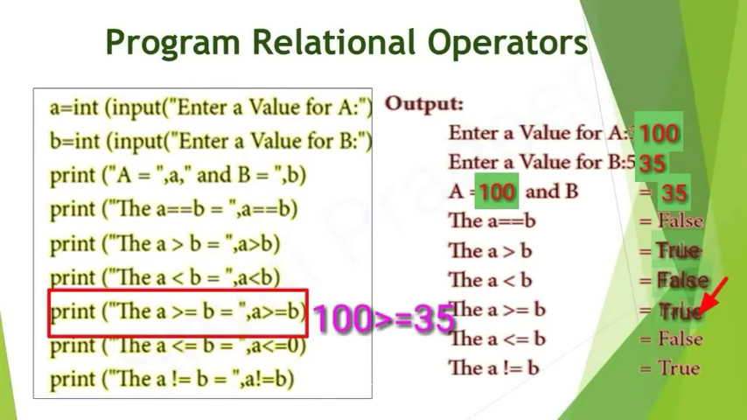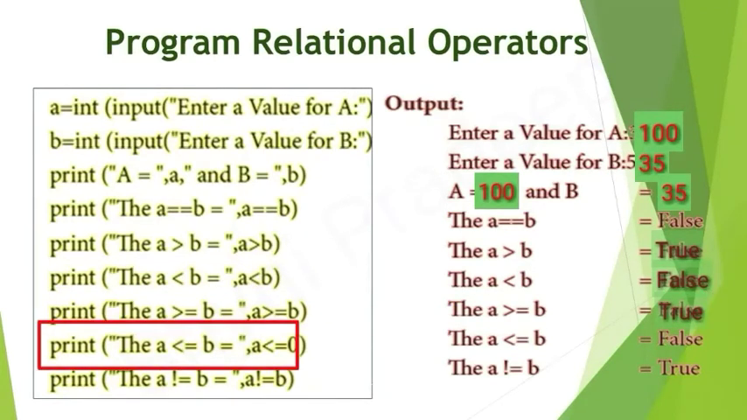So it is true. Next, a is less than or equal to b. Compare these two values. Here given 100 is less than or equal to 35. Okay, compare, 100 is less than 35? No. 100 is equal to 35? No. So this is false.